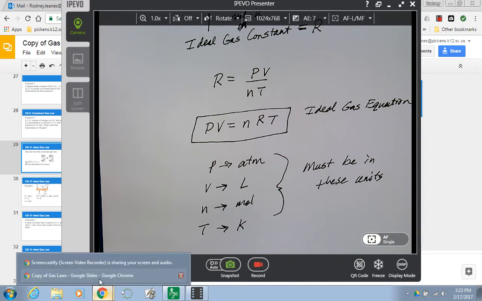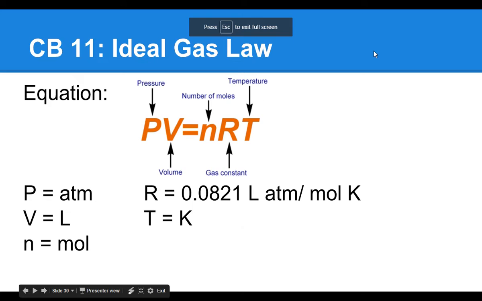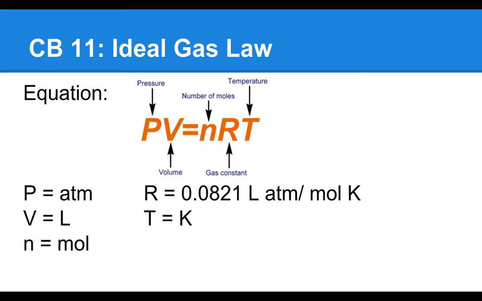All right, going back to my slides here. So here we go again. P is pressure, V is volume, N is your number of moles, R is your ideal gas constant, and T is your temperature. And again, pressure is in atmospheres, volume is in liters, N is number of moles, T is kelvins, and R is our ideal gas constant, 0.0821 liters atmospheres over mole kelvins. And so you want to memorize that constant and memorize that formula.